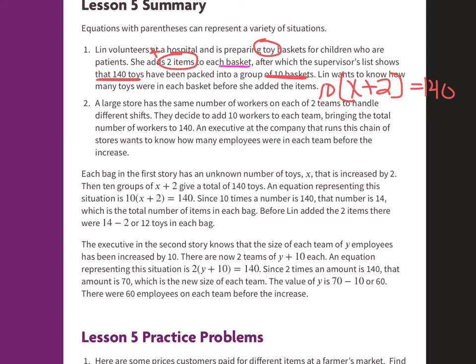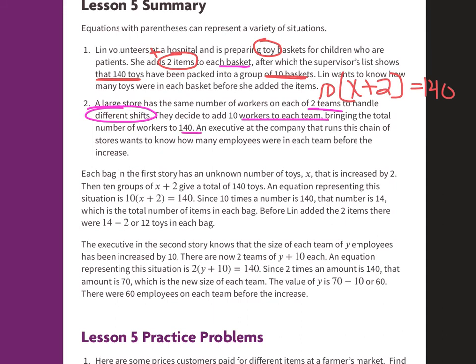Okay? Number 2, a large store has the same number of workers on each team to handle different shifts. They decide to add 10 workers to each team, bringing the total number of workers to 140. An executive of that company that runs this chain of stores wants to know how many employees were in each team before the increase. Okay? So here we're talking about 2 teams and different shifts. So there's 2 teams to handle different shifts. There's 10 workers added to each team, bringing a total to 140.